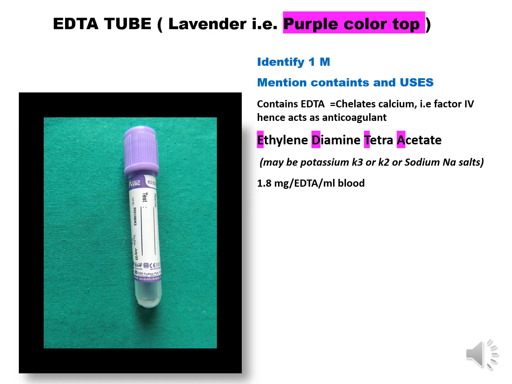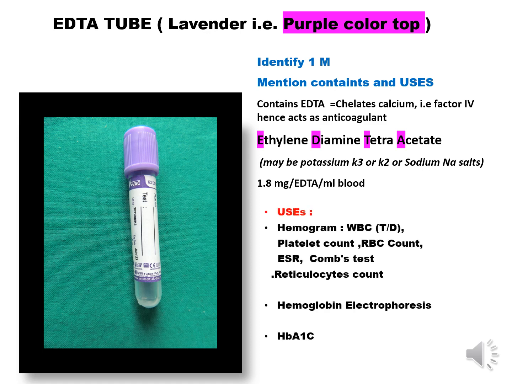Depending upon the molecular constitution, an EDTA vacutainer may contain K3 or K2 or sodium salt of EDTA. What is the proportion of EDTA to the blood? It is 1.8 milligrams of EDTA per 1 ml of the blood. So accordingly, you have to collect the correct amount of blood in the vacutainer.